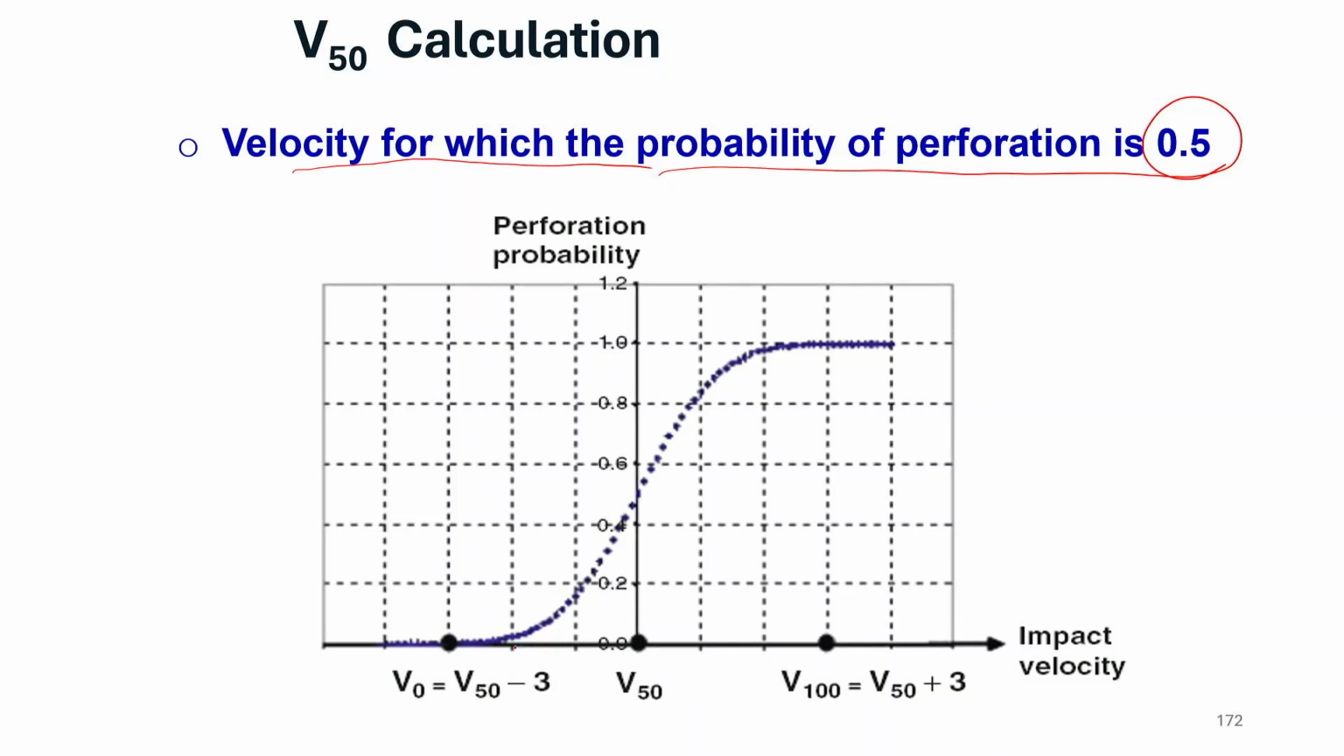So, we can see this is the probability, where probability is 0, that is V0. Now, we are increasing the velocity, and as we increase the velocity, based on our probability distribution, we can calculate the probability of penetration. So, we have got the average value, and from there we can calculate the probability of penetration.